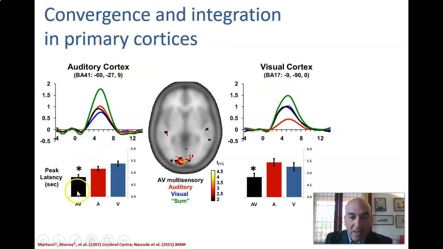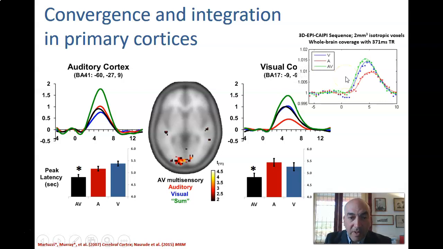Here it is shown in the histogram in the bottom of the graph, the peak latency of these HRF functions. What we observe is that the peak is earlier under multisensory than either unisensory condition alone. Therefore, integration. What we also observe is that the multisensory response in black is of subadditive amplitude with respect to auditory or visual responses alone, both in primary auditory and primary visual cortices. That's with a very slow TR.